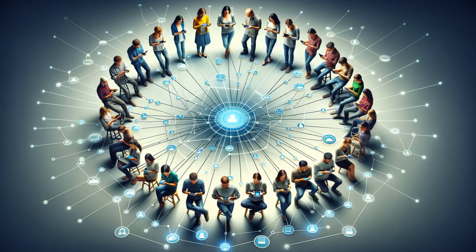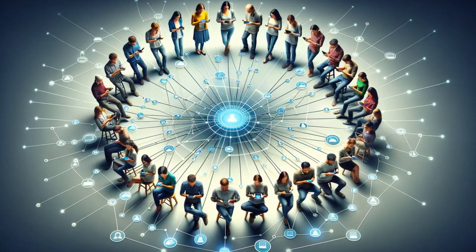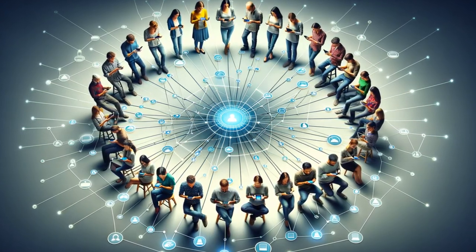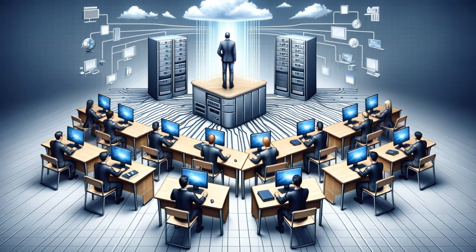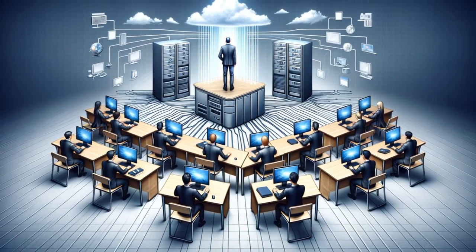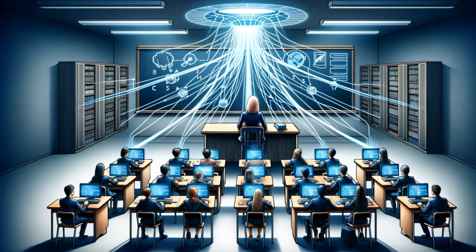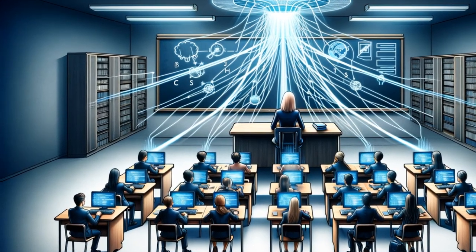In a peer-to-peer network, all devices are equal and can connect directly with each other. This is like a group of friends where everyone can talk to everyone else directly. In contrast, a client-server network is like a classroom. The server is the teacher and the clients are the students. The students can't communicate directly with each other. They have to go through the teacher.